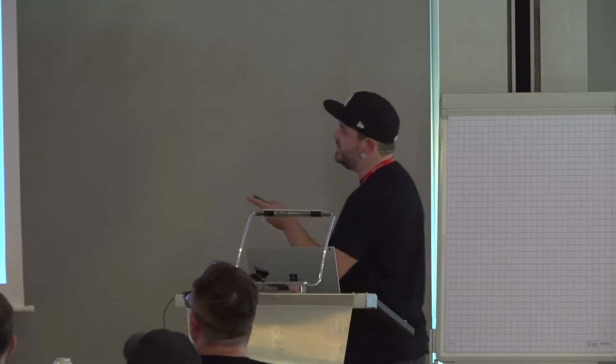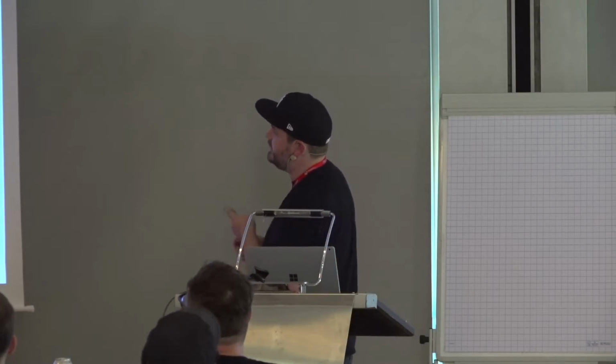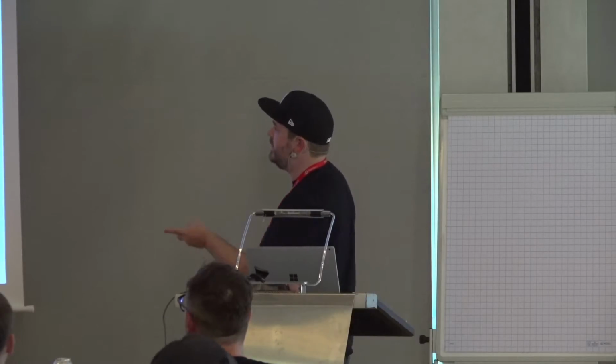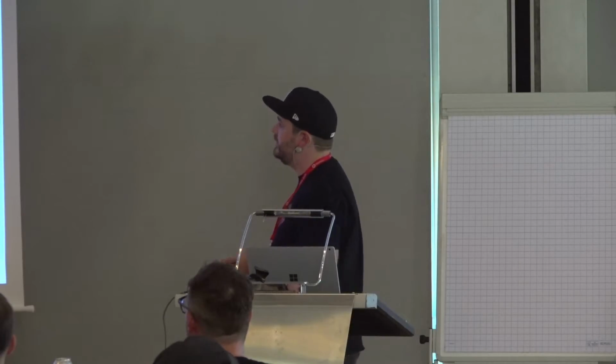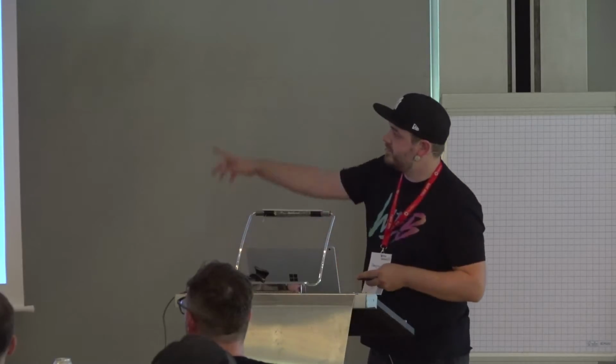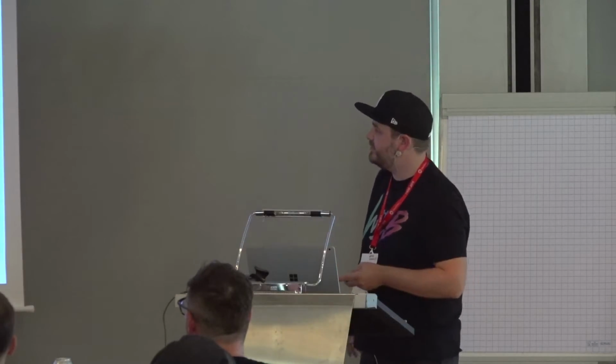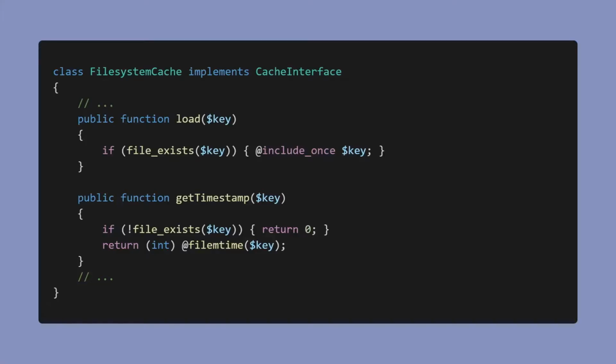That leaves little options for us. We can just go into the file system cache of the Twig code, and as you can see, the load function basically does a file exists on some template and then includes it once. And get timestamp does the same: does the file exist? If it does not exist, it returns a 0, and otherwise we get the file time. So our caching framework is not capable of the second, but we can at least load it automatically.